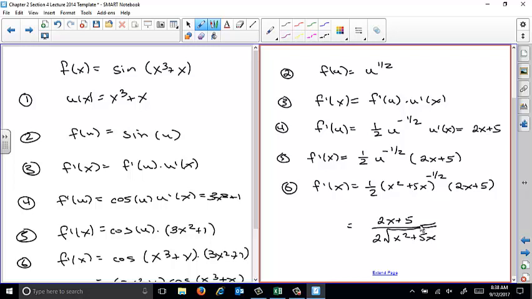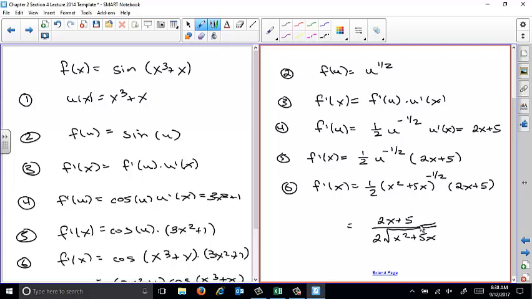So, u of x we said was u to the 1/2 power. And pardon me, f of u is u to the 1/2 power. So the derivative using the power rule is going to be 1/2, which is the exponent, times u to the 1/2 minus 1, which is negative 1/2. So we get 1/2 u to the minus 1/2 power. Everybody probably got this part.